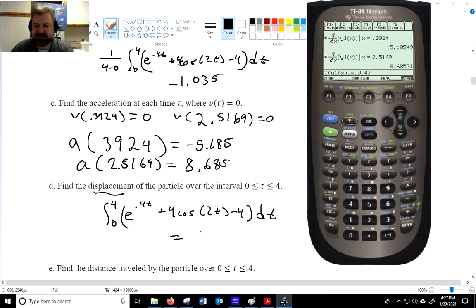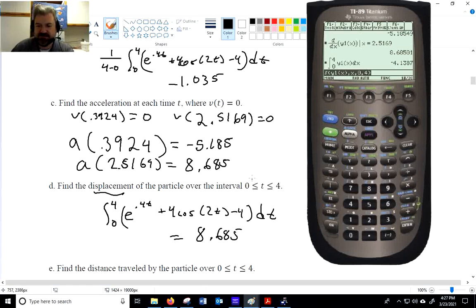The displacement of the particle is 8.685. What that means is that the position of the particle is 8.685 units right of where it used to be. Oh, that's the last answer. I'm sorry, I was looking at the wrong thing. Sorry, it should be negative 4.139. It hadn't finished evaluating yet. So negative 4.139 is the displacement.